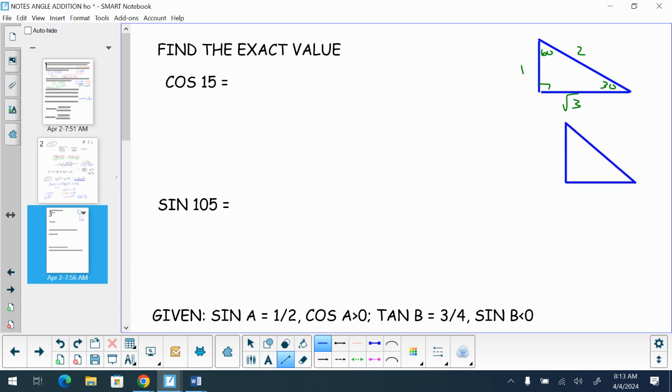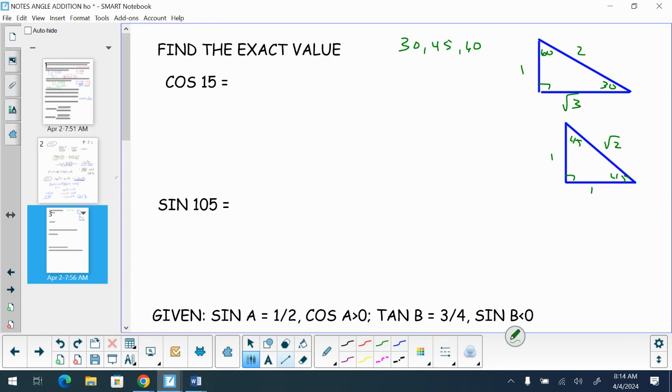And with a 45-45, we have 1, 1, and square root of 2. These we know we can have exact values for. When I have an angle of 30, 45, or 60, I can find sine, cosine, and tangent of those values exactly. Well, if we take a look, we want to find the cosine of 15 degrees.